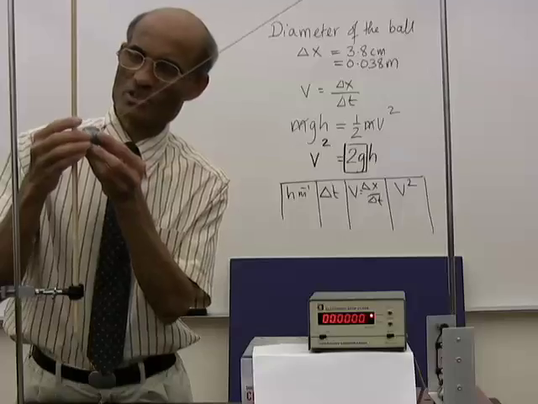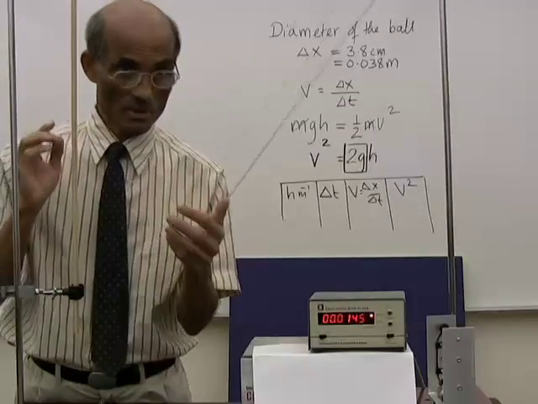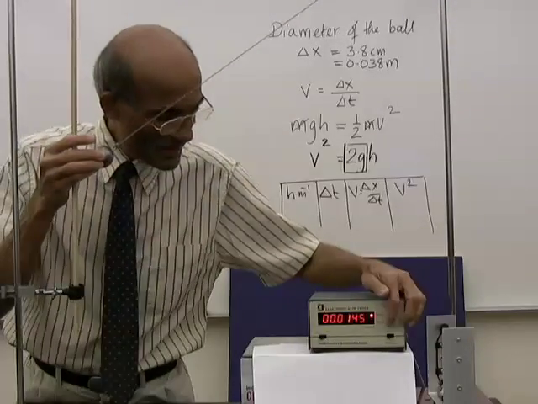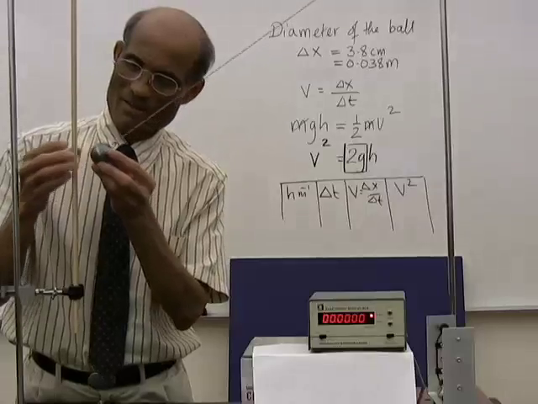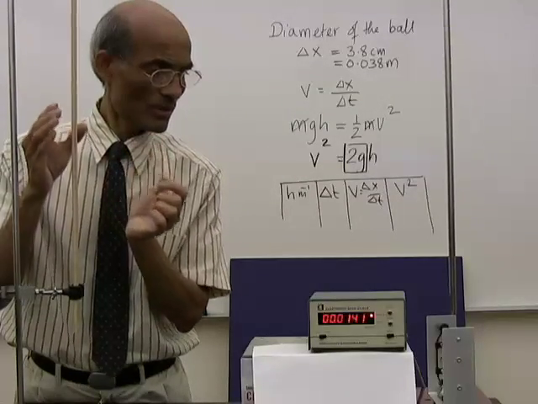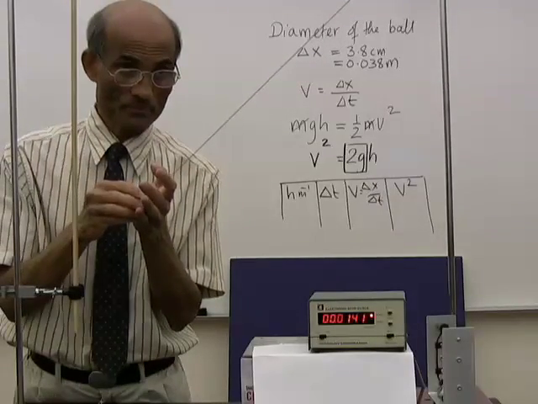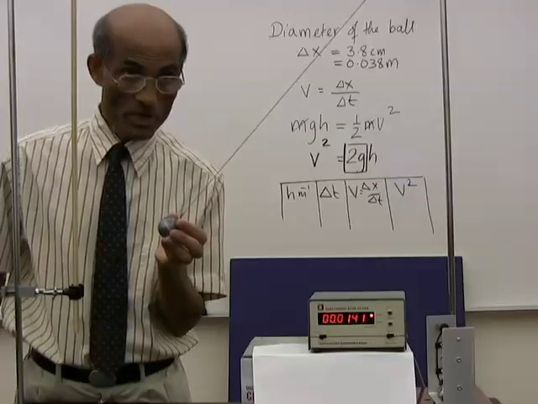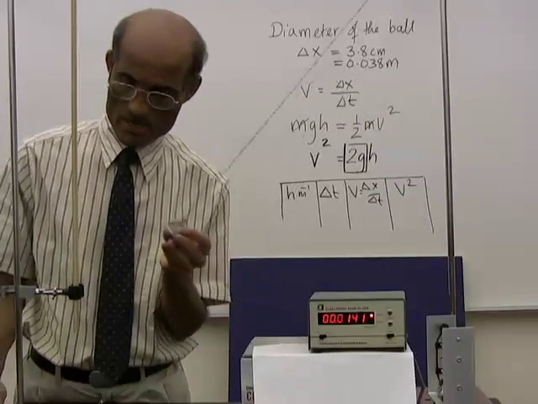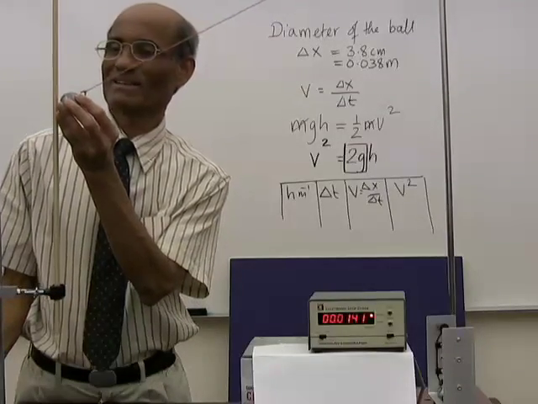Okay, let's do the second trial. Go. 0.0145. Third trial. Okay, it's 0.0141. Ready for the next height? Okay, I'm going to move to the next height.